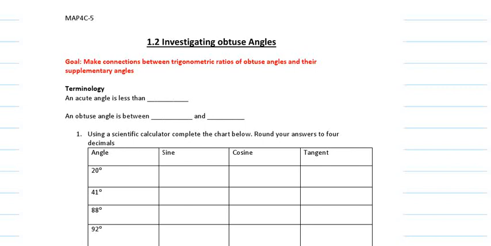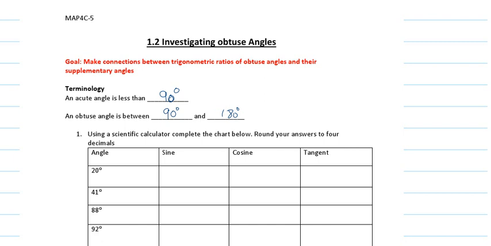So when I say an acute angle, I mean it's an angle that's less than 90 degrees. When I say an obtuse angle, it's an angle that is between 90 and 180. Okay? So we're going to see how the angles that are less than 90 and the angles that are between 90 and 180, how is their primary trigonometric ratio related?